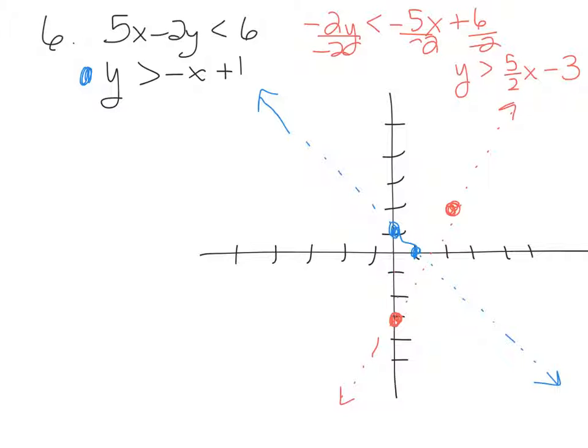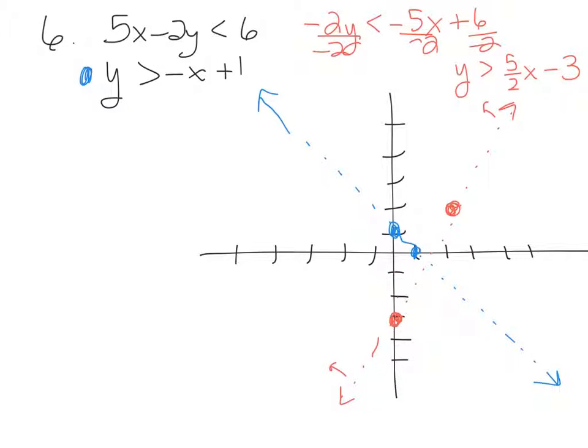So this first equation, once I simplified it over here, says y is greater. So you're asking yourself, where is y, the y-axis, getting bigger? Where is it getting bigger? Well, on this side is where it's getting bigger. So you're going to be shading in that direction.